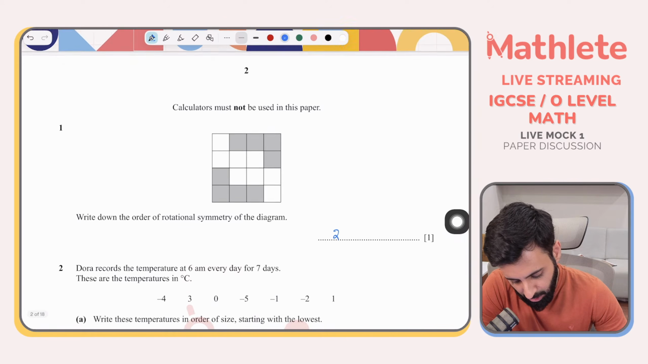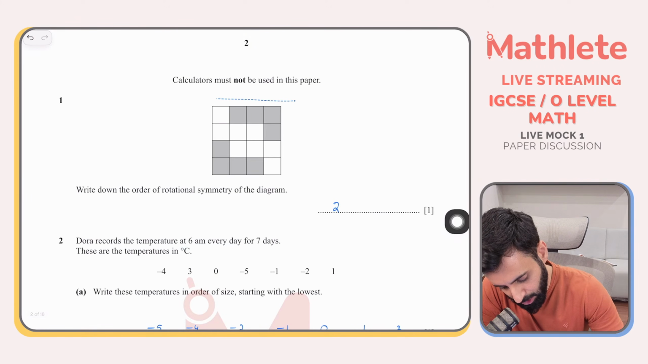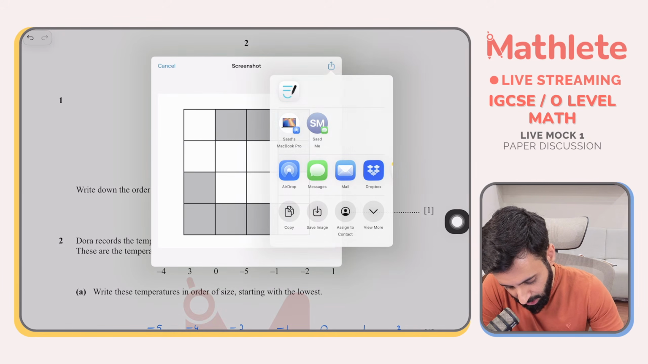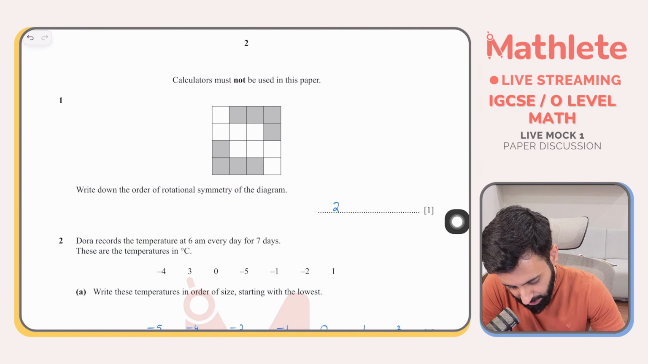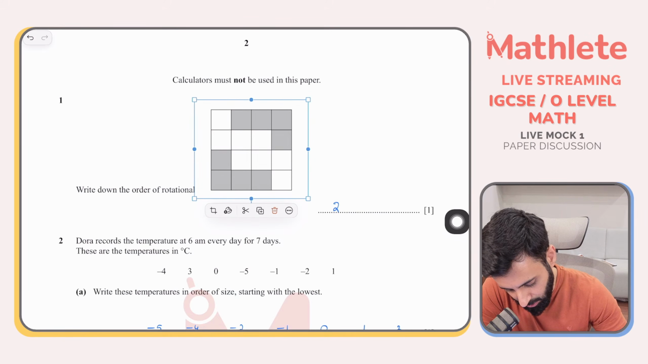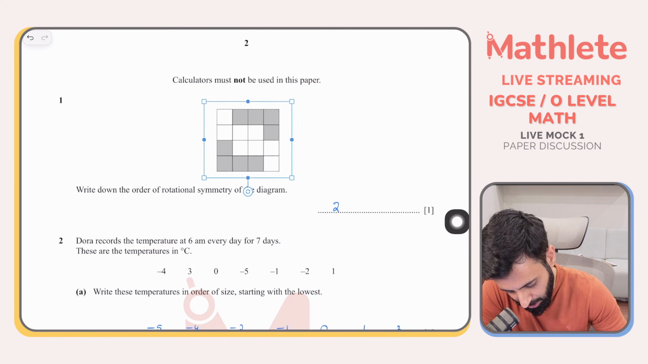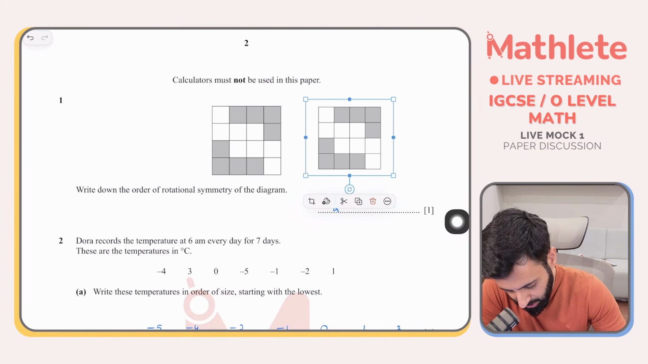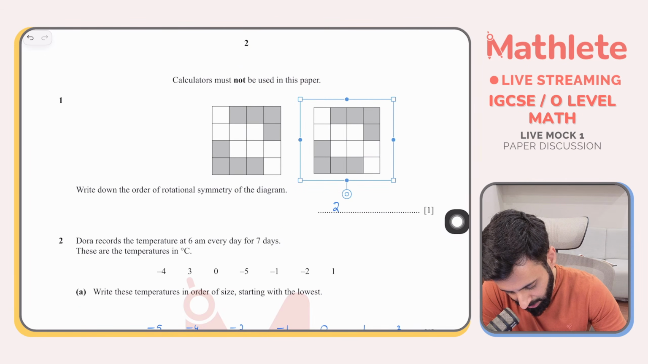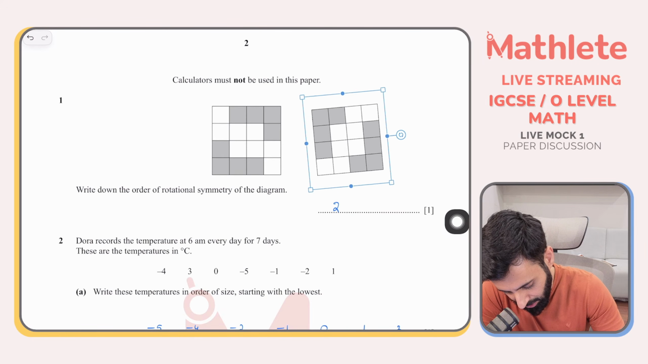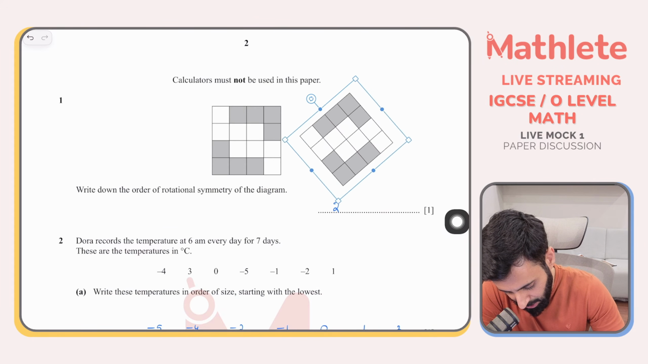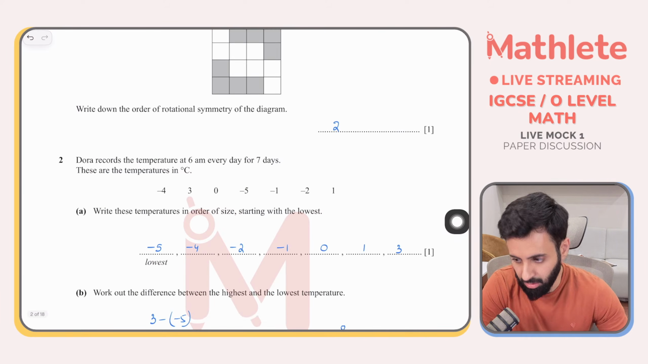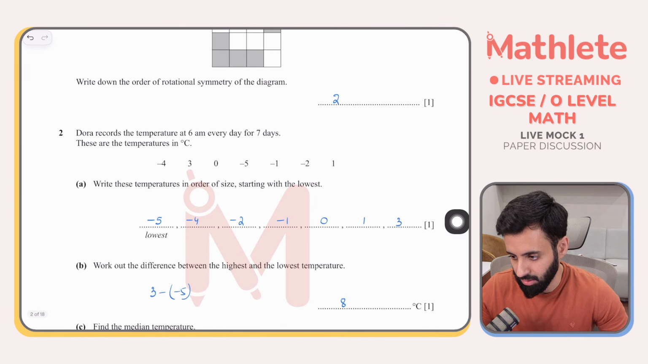Acha, how is it 2? Beta, how many times will you get this shape if you rotate it a full 360 degrees? What does order of rotational symmetry mean? Order of rotational symmetry means how many times you will get the full shape if you rotate it 360 degrees. Okay, we map this shape onto itself. Take a mental screenshot of this. If I rotate it 180 degrees, I see the exact same shape. Then if I rotate it 360 degrees, I see the exact same shape. So if I rotate it twice, I can see the exact same shape.